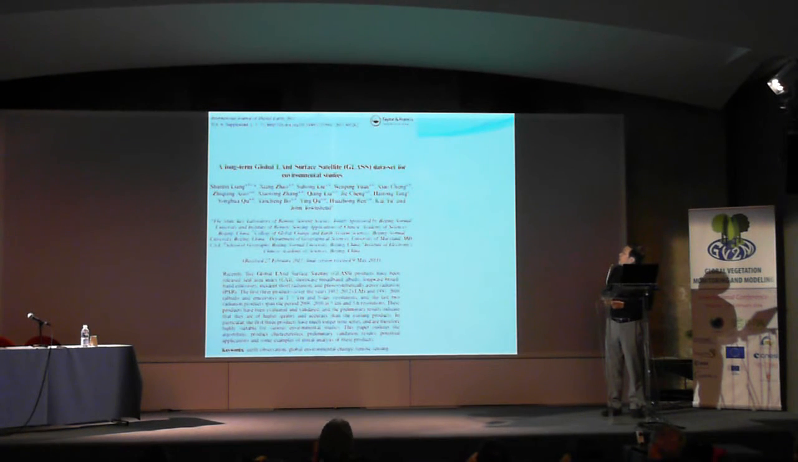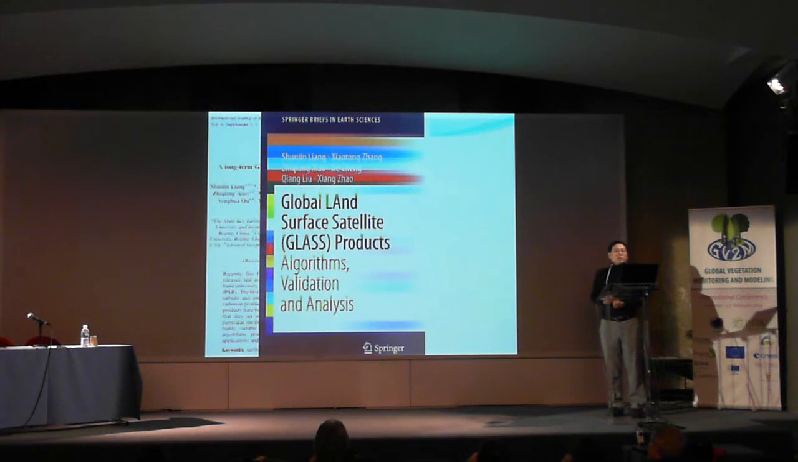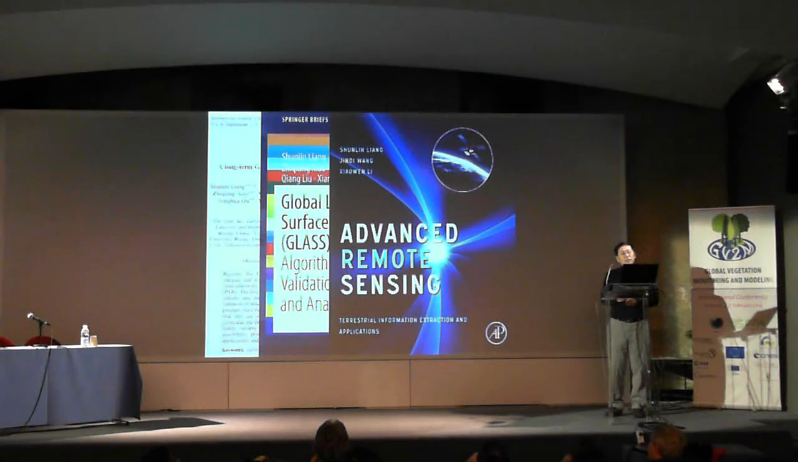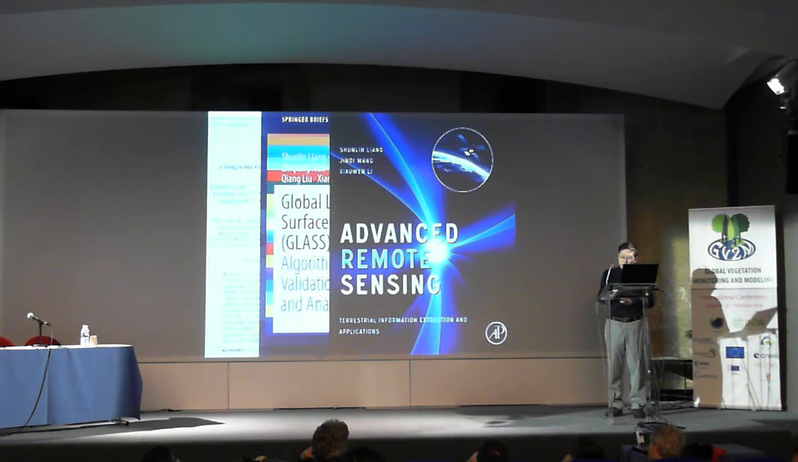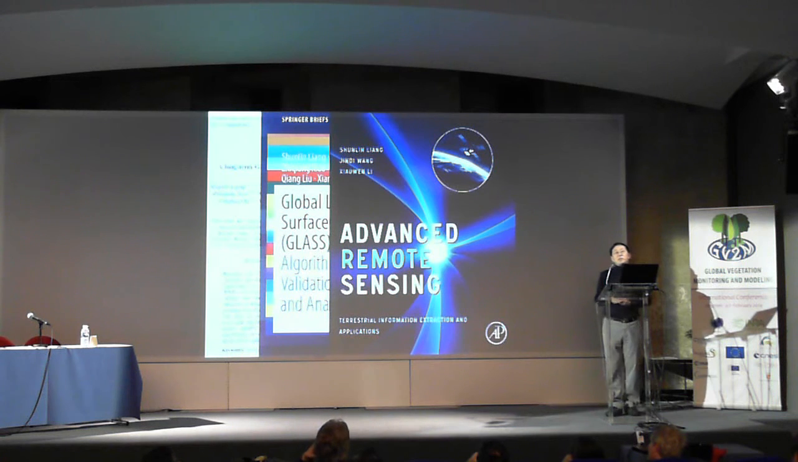The overview of those products was described in a paper published a couple of months ago in the International Journal of Digital Earth. More details of the algorithms, validation results, and preliminary analysis are in the book published a couple of months ago by Springer. The GLASS algorithms versus other existing algorithms are described in the textbook Advanced Remote Sensing, published about 1 year ago by Academic Press. So if you miss any points from my presentation, you can check those documents.